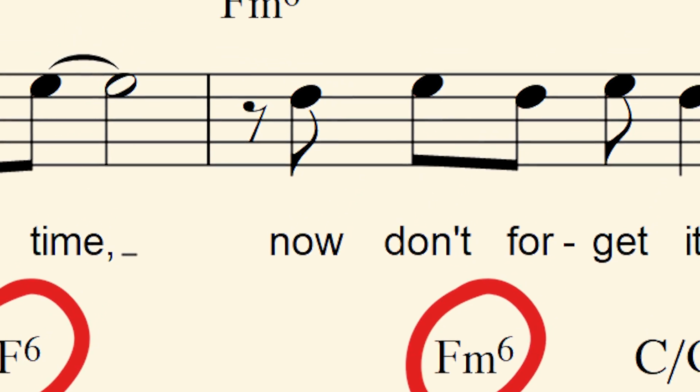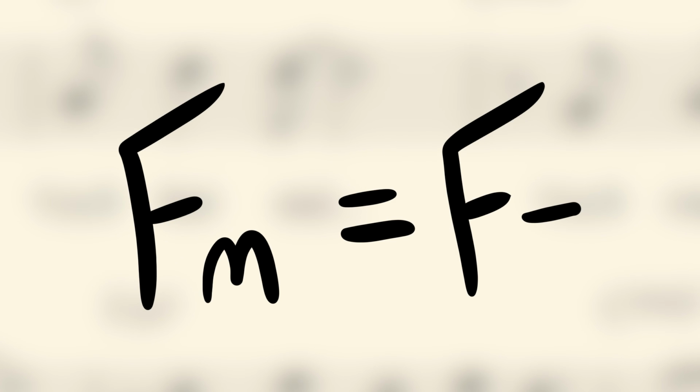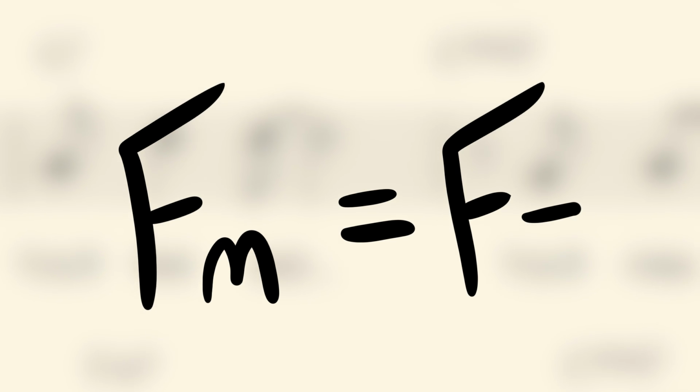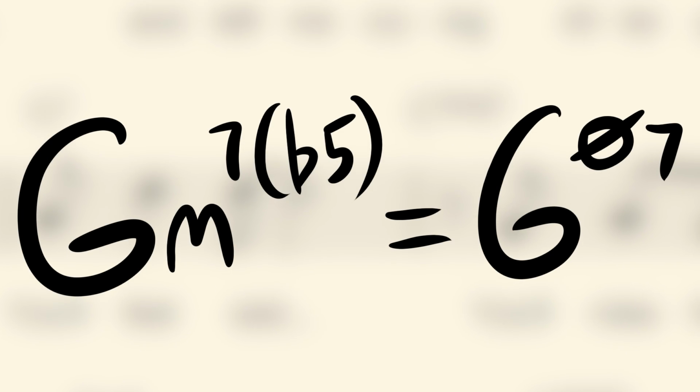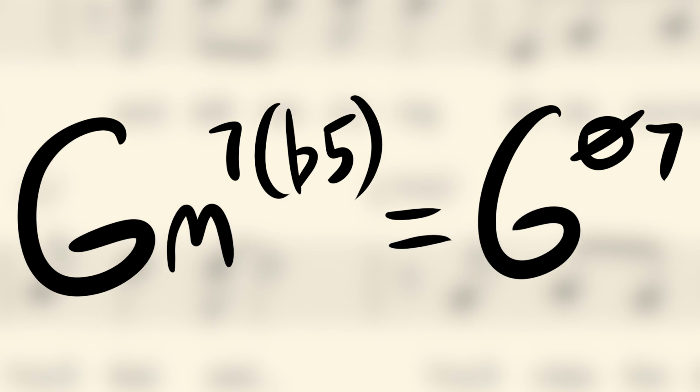It's also worth noting that there is some variation with these markings. Major 7 can be written a few different ways. Some folks prefer the minus sign instead of lowercase m for minor chords. Half diminished has 2 common forms, and so on. This is just the way that I prefer to write them.